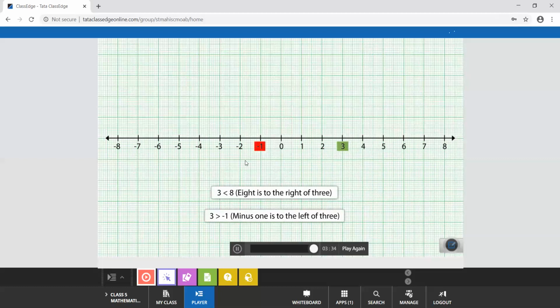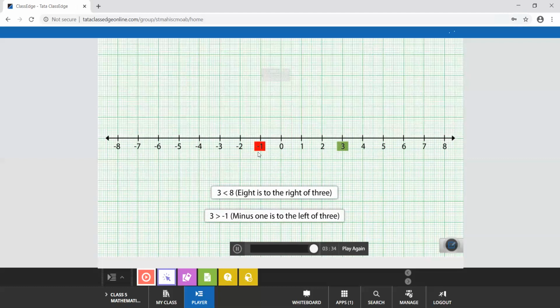So with the help of a number line, we come to know which number is big and which is small. If you look at the number line closely, you will see that as we keep moving towards the right, the numbers are becoming bigger in size. And if you are moving towards the left, the numbers are becoming smaller in size.